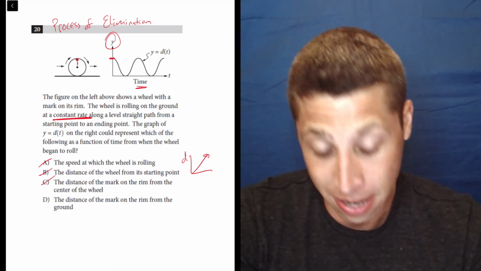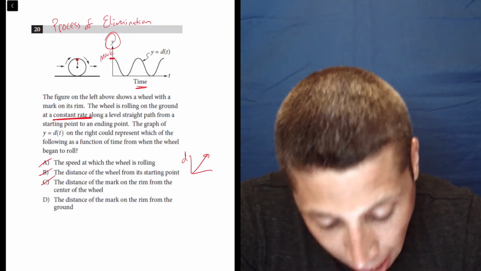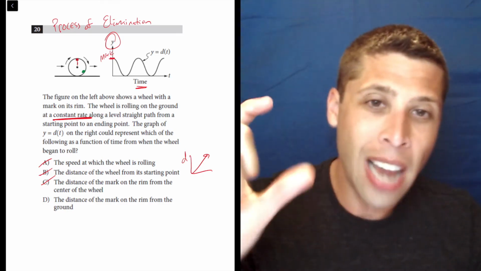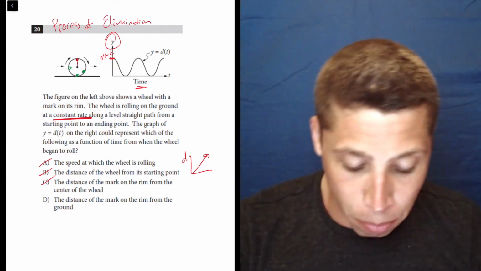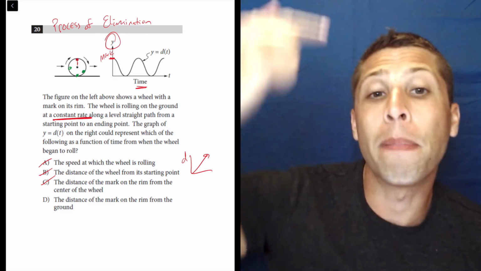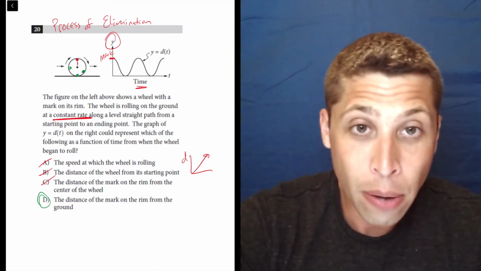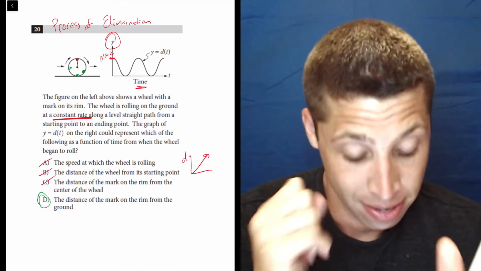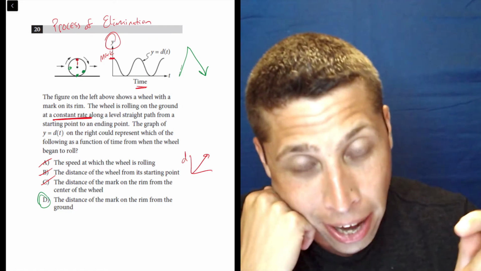So that leaves us with D, the distance of the mark on the rim from the ground. Look, the mark starts up top, but as the wheel rolls, that dot is going to move down and then hit the ground and then start to come back up. So as the wheel rolls, the dot is going to go up and down and up and down and up and down. So that has to be the answer. Now notice that all we really cared about is the fact that it goes up and down. It goes up and down and up and down.